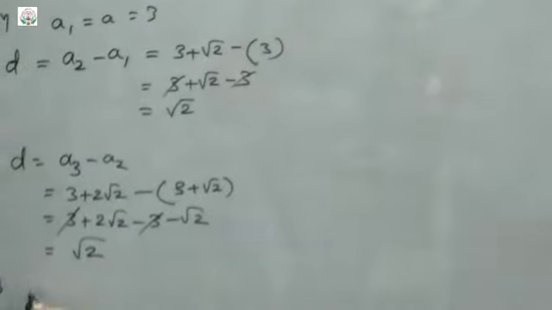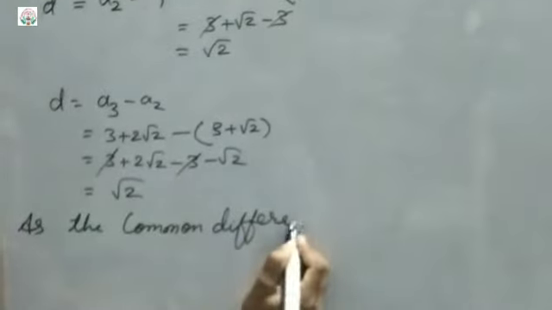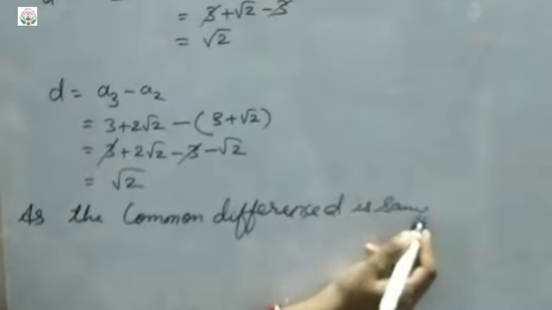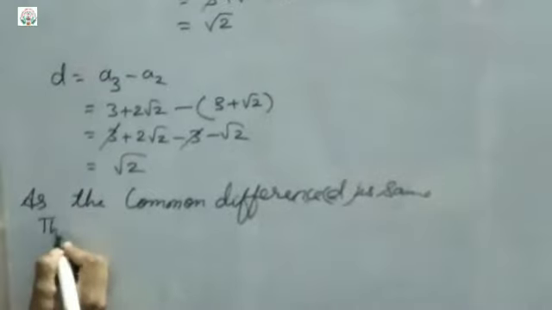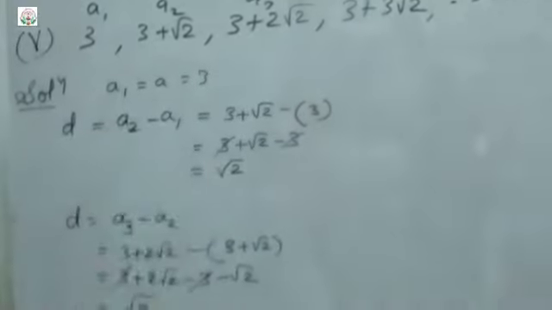So you can write that the common difference D is the same. This series is in AP. Okay. If it is in AP, you have to find D. So D we got. Now you have to find 3 more terms, after A4: A5 and so on. So A5 equals A plus 5 minus 1 into D.